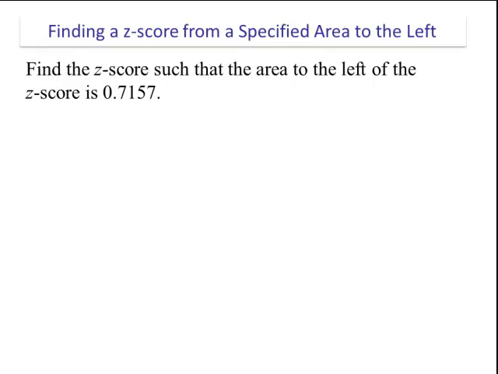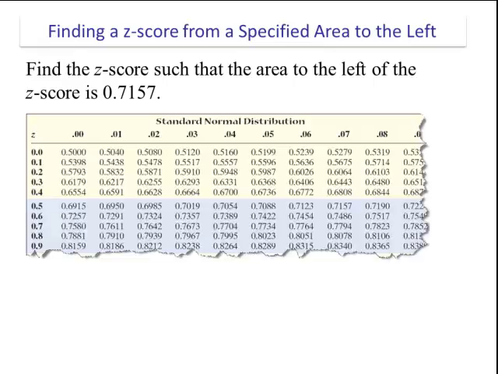Find the z-score such that the area to the left of the z-score is 0.7157. This problem is a little bit different where instead of finding a probability and using a z-score, we are working backwards. We're taking an area and we're trying to find the z-score. The first thing that we do is go to table 5. We want to find the closest thing in the body of the table to 0.7157. Now it doesn't matter if it's over or under, whichever is closest.